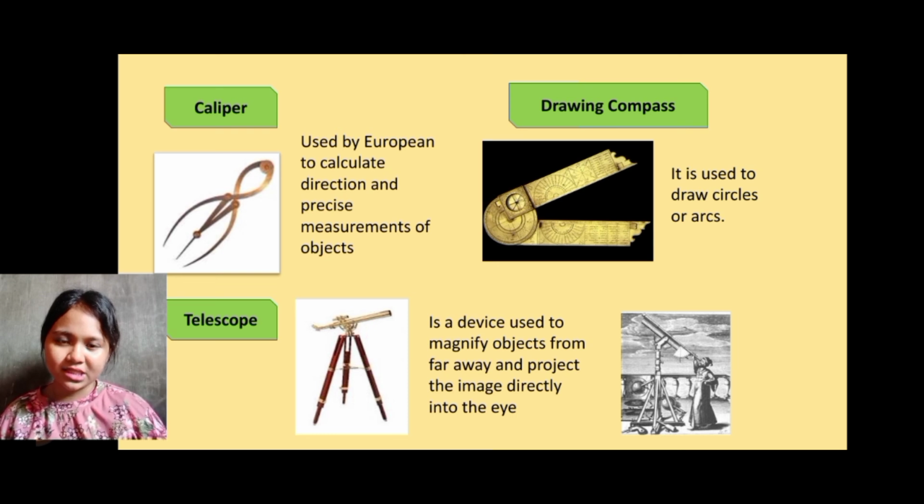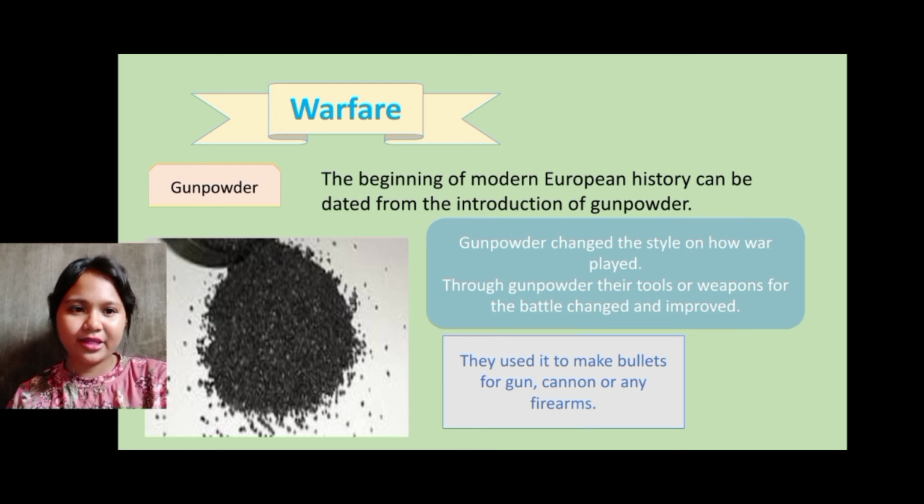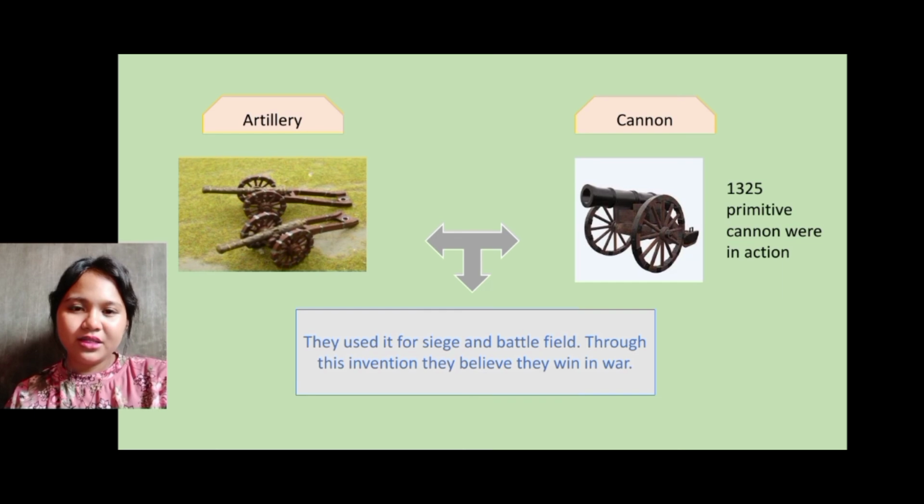Kapag lang stars na gagmay, kung gusto na itong klaroon, paggamitan na siya telescope, is maklaro kayo na to ang star. Warfare in the Renaissance era. Beginning of modern European history is katong pag-introduction nila sa gunpowder. Ang gunpowder kay nag-uspa-usab sa ilahang style sa pagkikipagdigma. Tungod pud sa gunpowder, ang ilahang mga tools is nag-improve. Tanan mga kagamitan nila is ginagamitan jud nila og gunpowder.